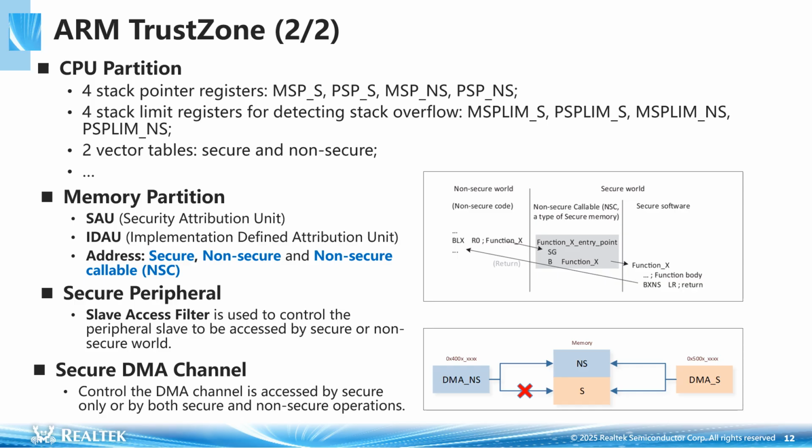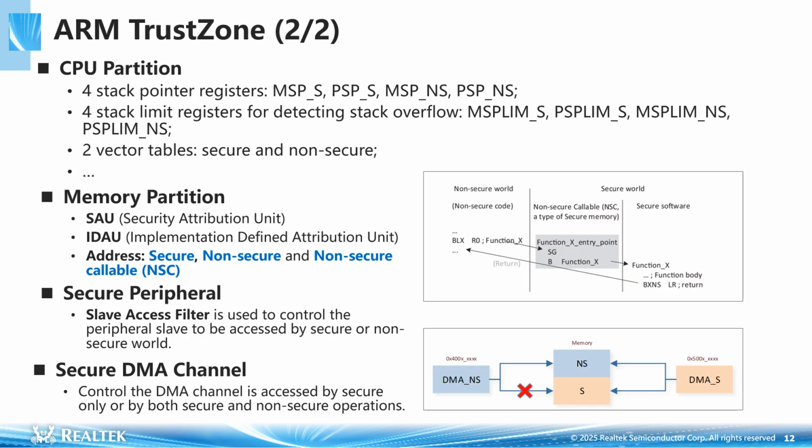A separate vector table is maintained for secure and non-secure operations to ensure isolation and efficient management of interrupts and exceptions. Memory partitioning utilizes the SAU and implementation IDAU to delineate memory regions as secure, non-secure, or non-secure callable, NSC. This precise attribution helps prevent data leaks and ensures that sensitive information is accessed only within the secure world.